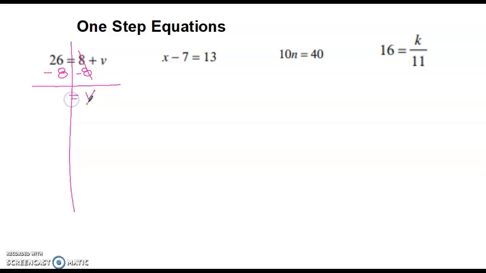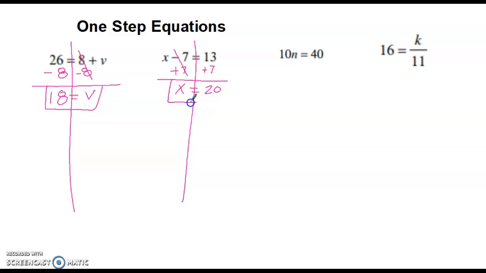We're left with a v. 26 minus 8 gives us 18. So our variable v is equal to 18. Over here, again, split it down the equal sign, do the inverse operation, which is add 7. Get a 0 pair. X is equal to 20. My variable is equal to 20.